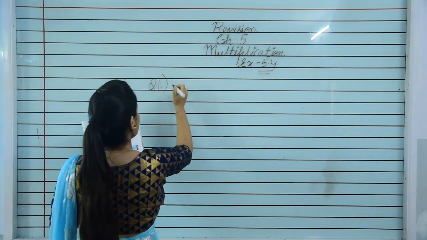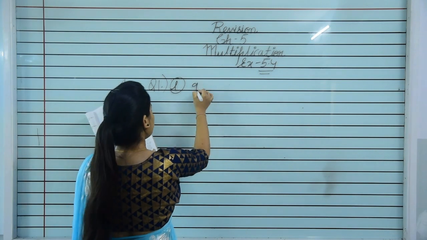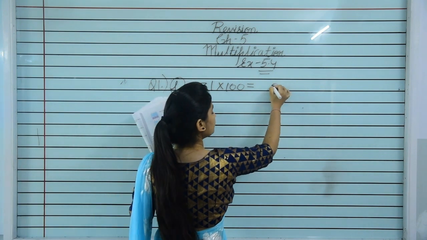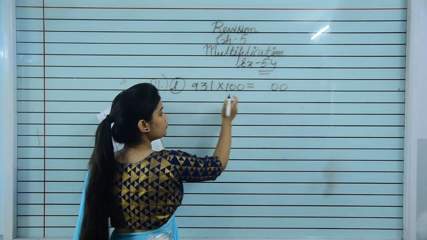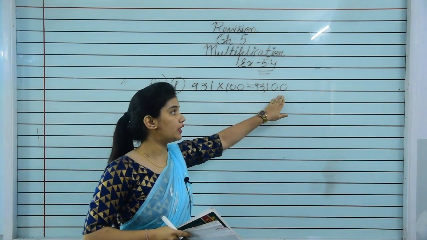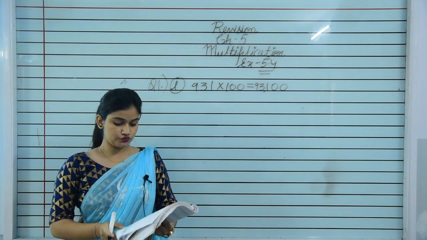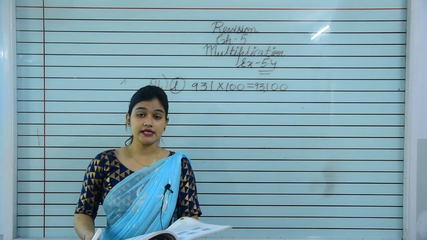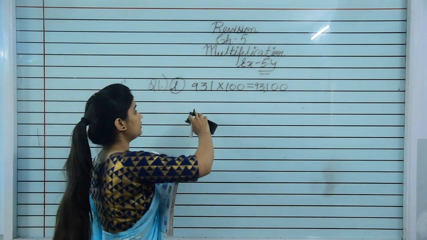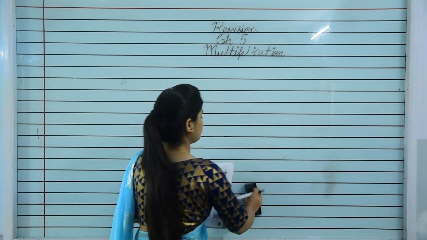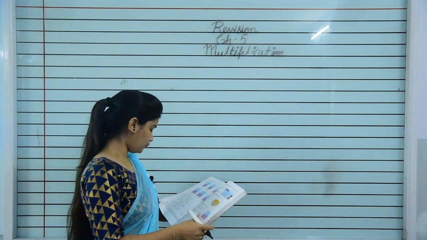L part of question number 1. 931 multiplied by 100. Again we see 2 zeros, so we put 2 zeros, 931 will come as it is, and this is the answer, 93,100. Understood? Now we move to the next topic students, and the next topic is estimating product on page number 64.